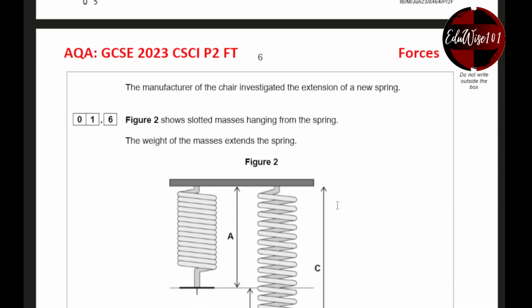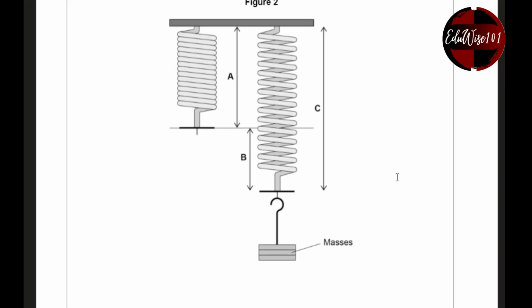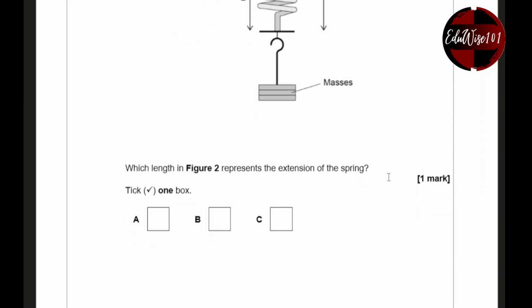Question 1.6. The manufacturer of the chair investigated the extension of a new spring. Figure 2 shows slotted masses hanging from the spring. The weight of the masses extends the spring. So as you can see, the masses are hanging on the spring and it's actually pulling the spring and making it longer. So that's the original spring without any mass, and the second diagram is with the masses. Which length in figure 2 represents the extension of the spring? The extension of the spring is that extra length.